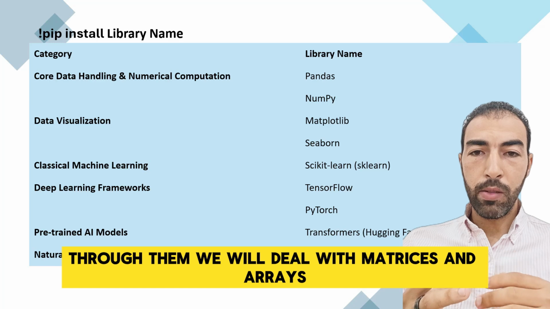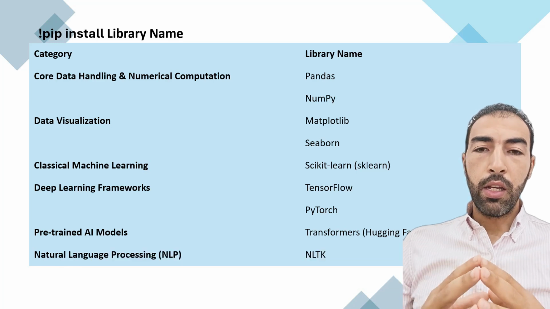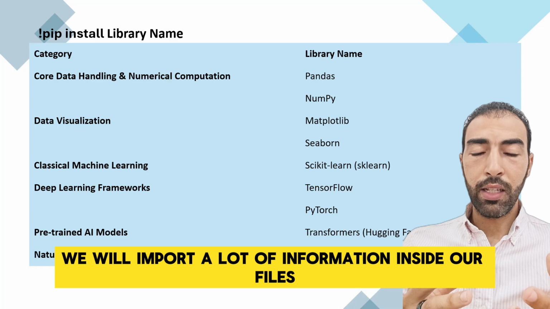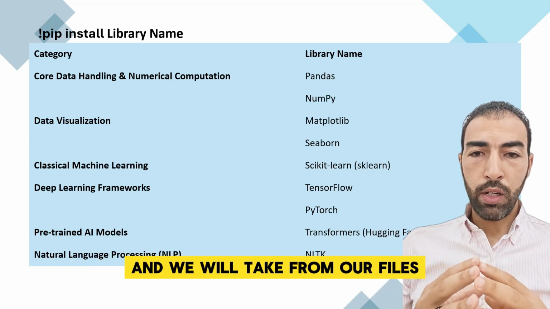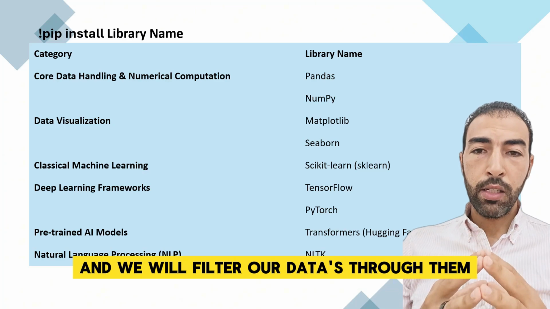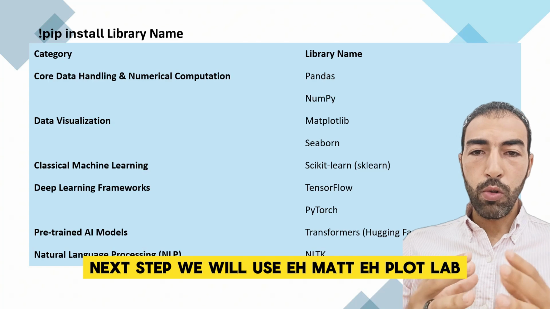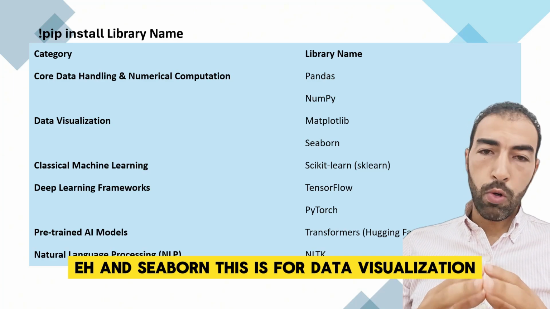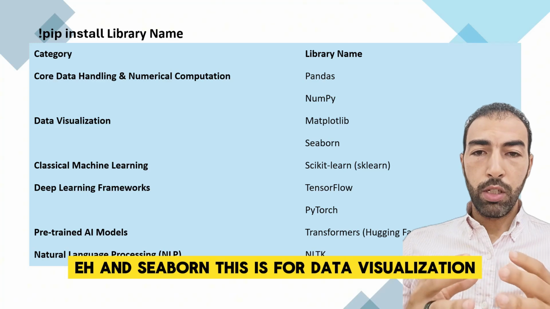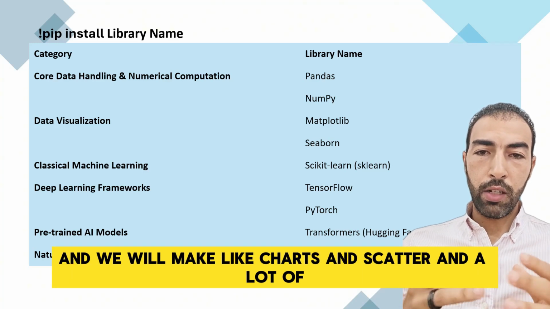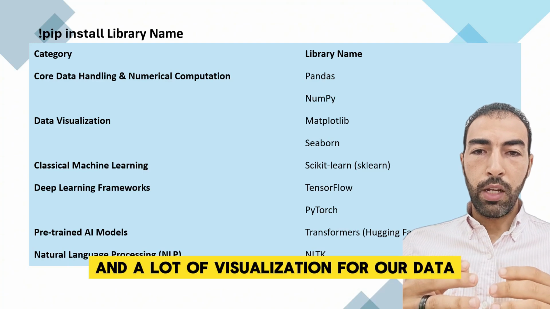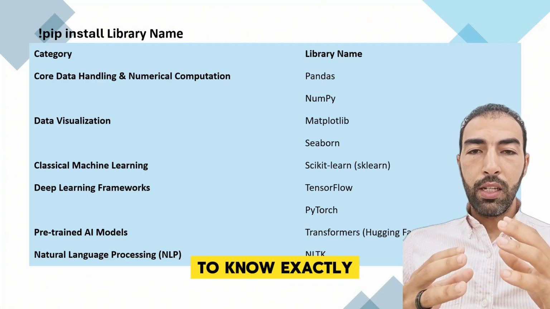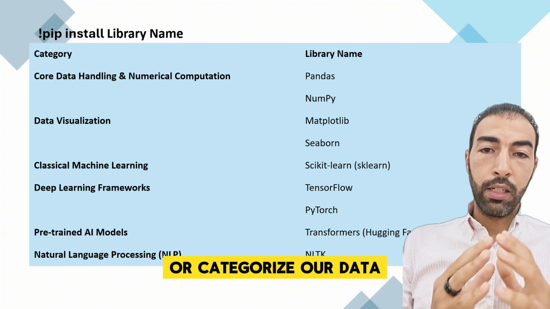Through them, we will deal with matrices and arrays. Also, we will import a lot of information into our files, take from our files, and filter our data through them. Next, we will use Matplotlib and Seaborn. This is for data visualization, and we will make charts, scatter plots, and a lot of visualizations for our data to know exactly or categorize our data.